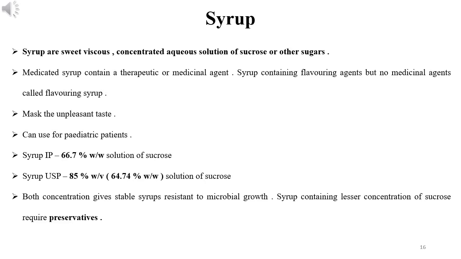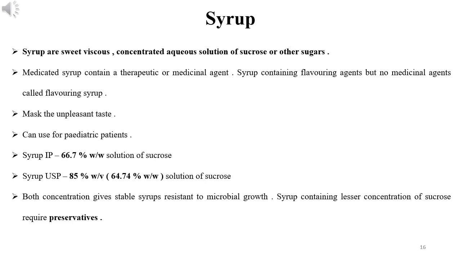But according to USP, 85% weight by volume or 64.74% weight by weight solution of sucrose is called sugar syrup. Both concentrations give a stable syrup resistant to microbial growth. Syrup containing a lesser concentration of sucrose requires a preservative.